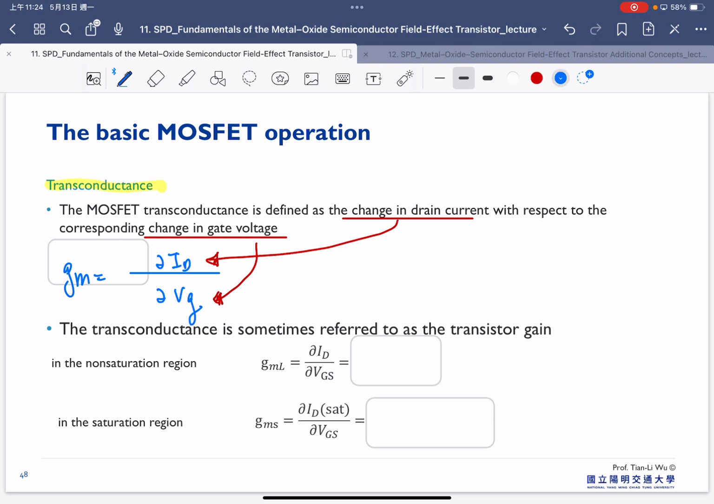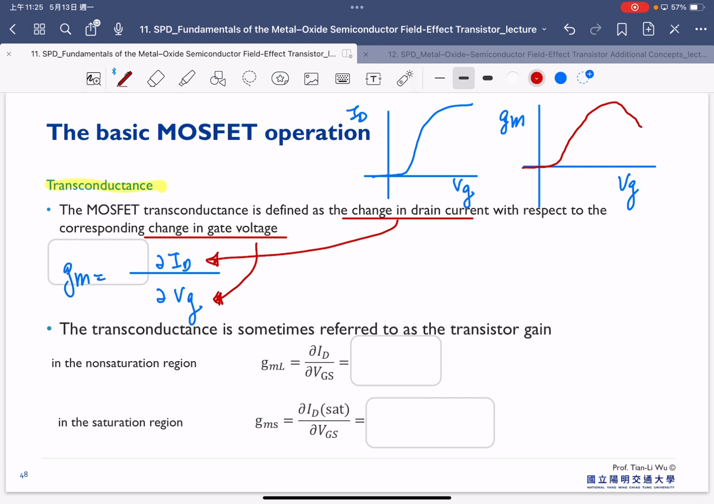Now if you look at the ID-VG curve, we have an ID-VG similar to this. This is our typical ID-VG characteristic. But now if you plot the transconductance versus VG, you will see a curve like this. That's the derivative of the drain current versus the gate voltage. The important thing about the transconductance is that it describes how much the current gains with respect to the gate voltage. That's why it is sometimes considered the transistor gain as well.